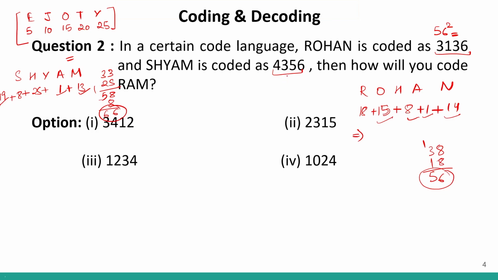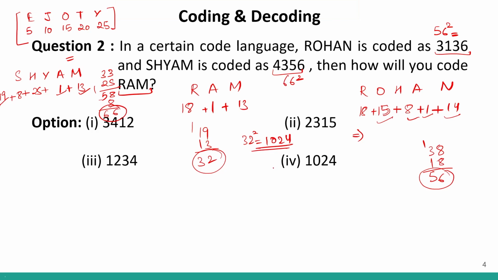So 4356 is basically 66 square. So we are summing the forward ranks and then we are squaring it. So same thing we'll do for Ram, the sum of forward ranks. This is 1, this is 13, and R is 18, correct? So this is 19 plus 13, which is equal to 32. And the square of 32 is 1024. So this will be your answer, which is given in option number 4.